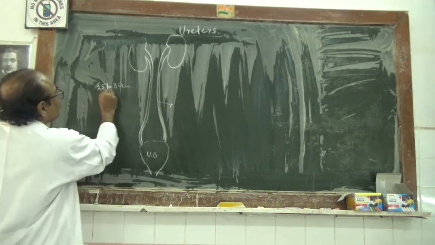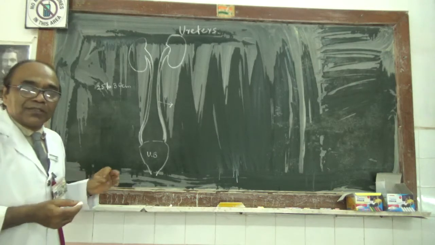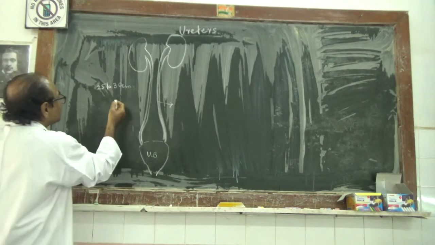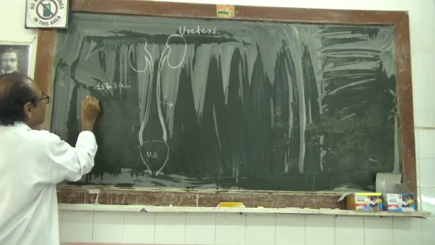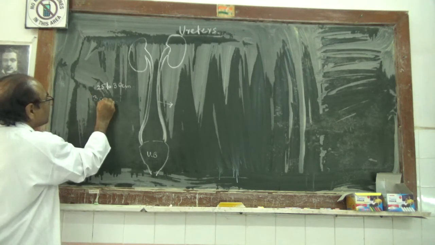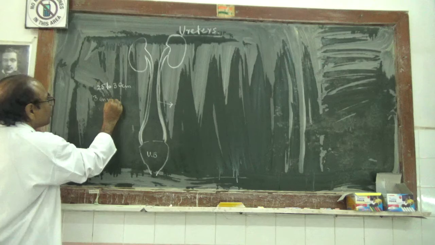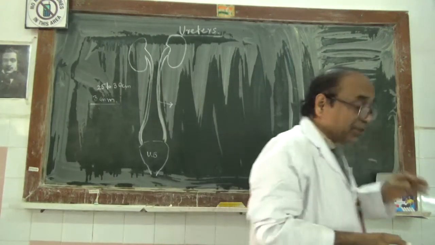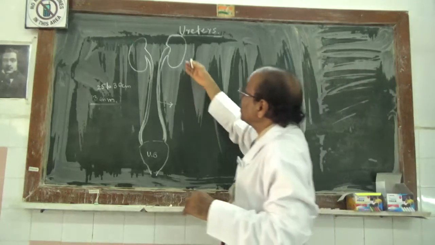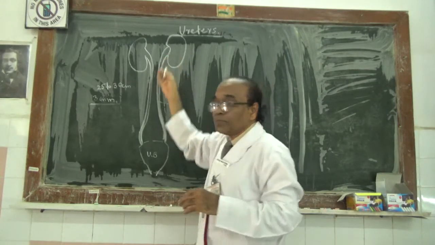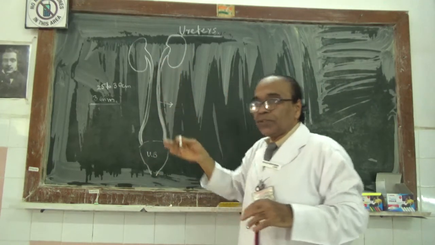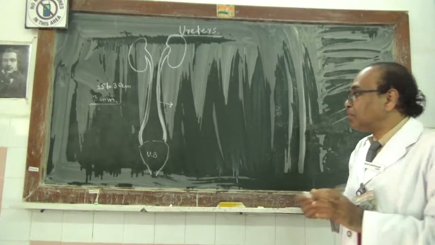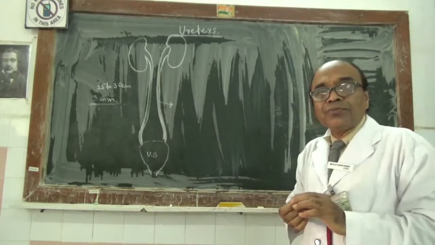The ureters, which will be having a 25 to 30 centimeter length, have a diameter of 3 mm. So this diameter is not all the way uniform. In the beginning it is bigger, but when it traverses into the terminal part, it becomes narrow.